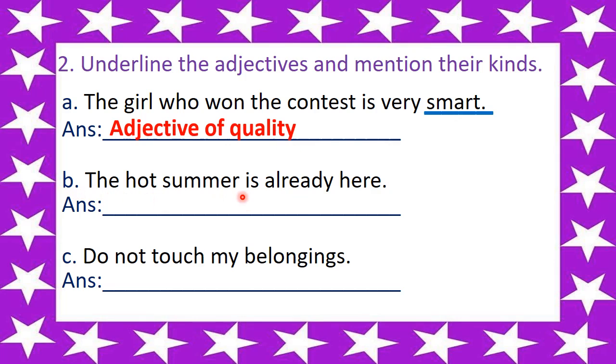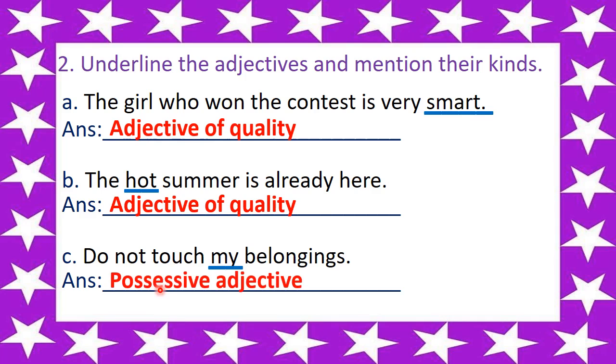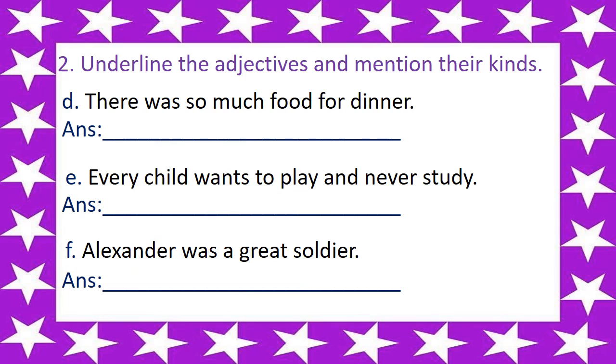Next, B. The hot summer is already here. So, here the word hot is an adjective. So, it is adjective of quality. C. Do not touch my belongings. So, students, my is an adjective that tells us who possesses or owns something. So, it is what? It is possessive adjective.